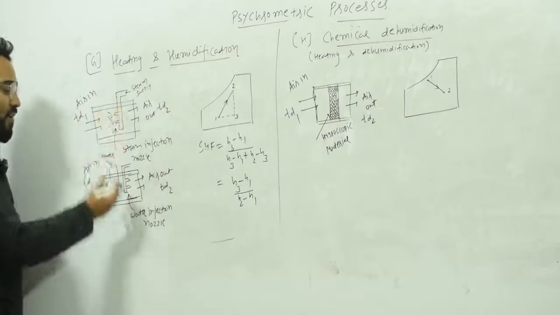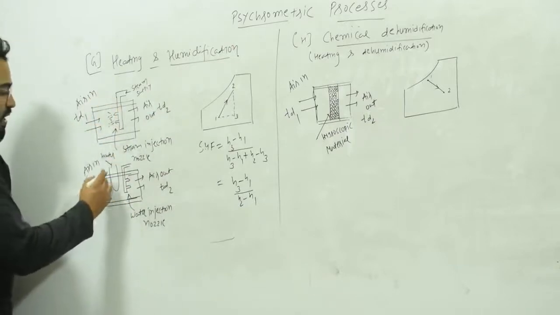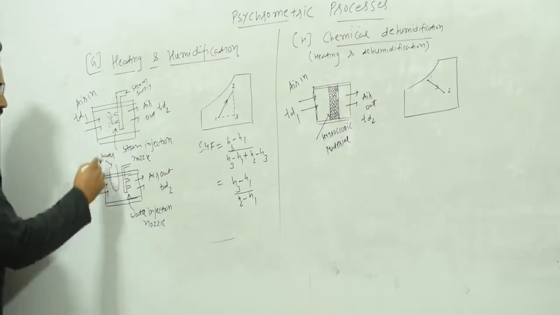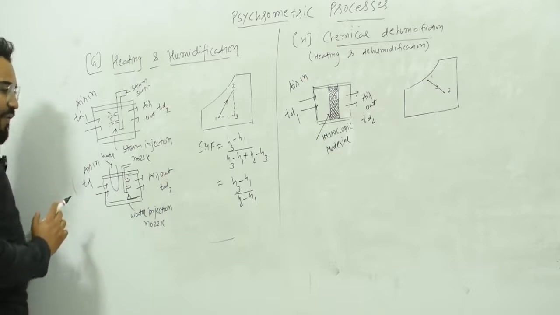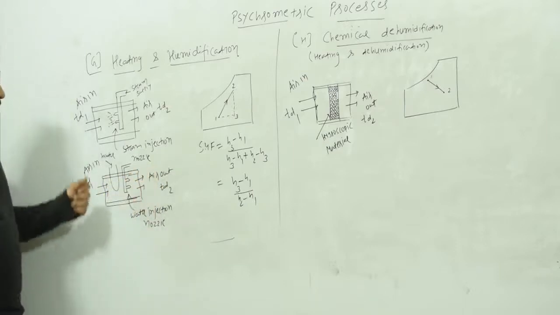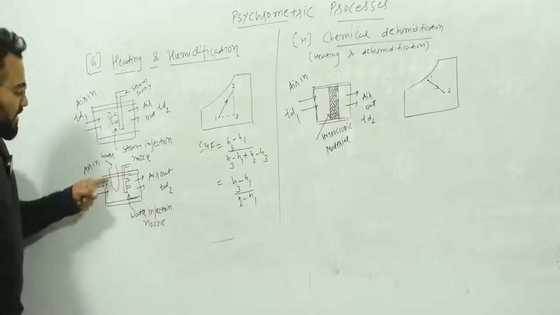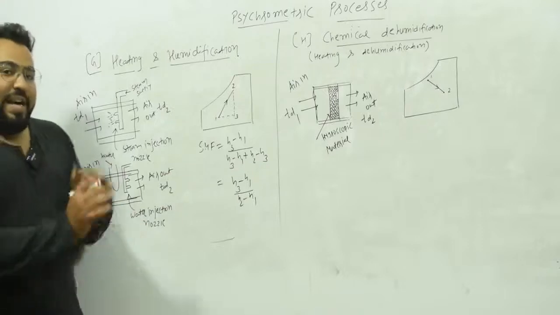There are other ways. The second way, method number 2, is this: here I have applied a heater. The air is coming with the TD1 temperature, meaning dry bulb temperature, and it is going out with dry bulb temperature TD2. First I will do heating only. Here you can see the heater. When the air comes in contact with this heater, only heating will happen.